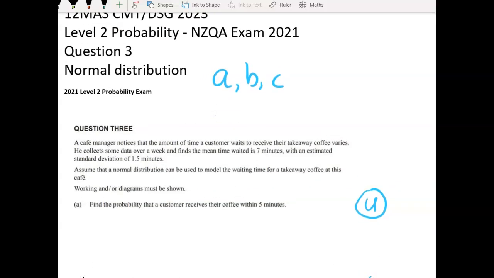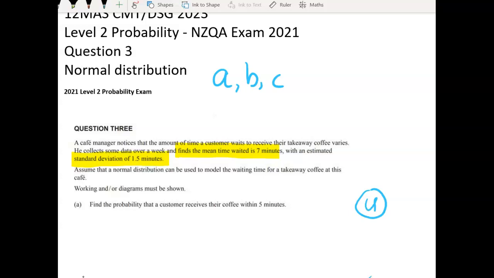Right, so in question 1, we've got a cafe manager who notices that the amount of time a customer waits to receive their takeaway coffee varies. He collects some data over a week and he finds that the mean time waited is 7 minutes with an estimated standard deviation of 1.5 minutes.